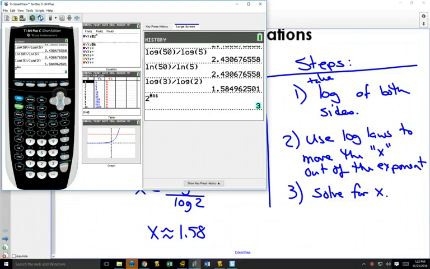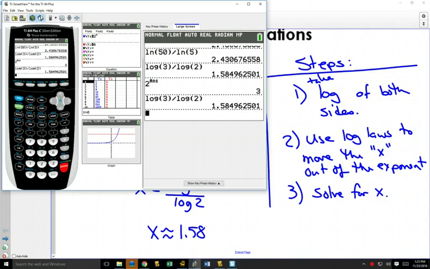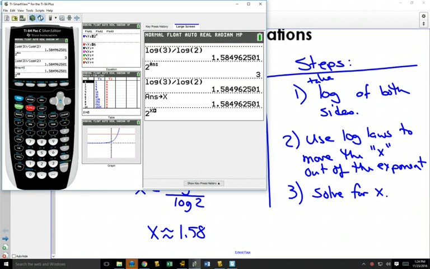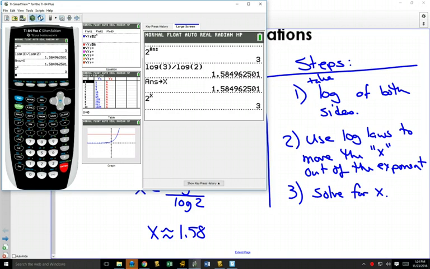Sometimes, I'm going to show you another button. I'm going to retype this in. Let's say you just got that answer, 1.58. Sometimes it's going to be really helpful to store that answer. So above your on button is the store button. Store that answer as x, because then you can check what is 2 to the power x. Does it equal 3? Yes, it does. And that's going to be really helpful if we've got an equation where there's an x on both sides, and we'll see one of those in a bit.